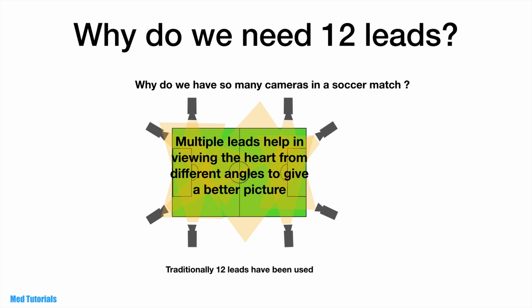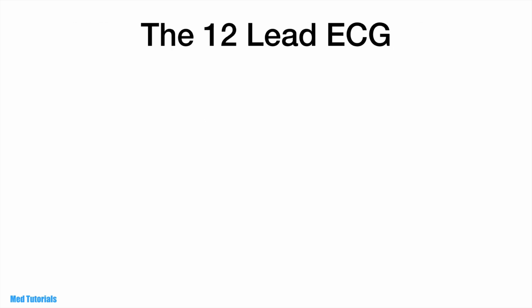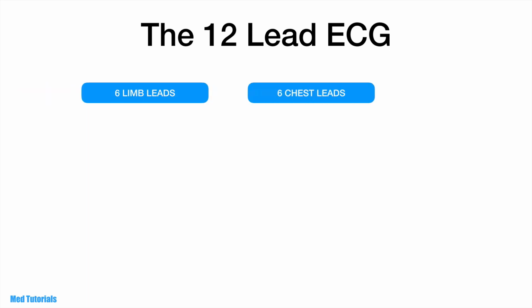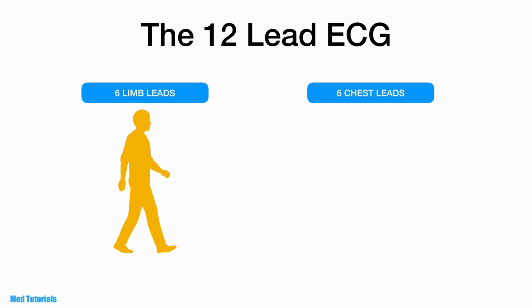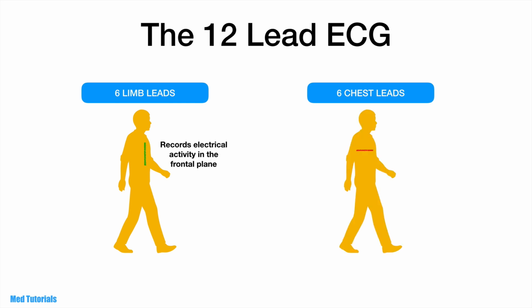Now, traditionally, 12 leads have been used, and in most cases, they should suffice in giving you an overall picture of the heart. There are certain conditions where we may use additional leads. So what are these 12 leads and how are they arranged? We will see that in the next few slides. We have 6 limb leads and 6 chest leads. The limb leads record the electrical activity of the heart in the frontal or vertical plane, while the chest leads record the activity in the horizontal plane.